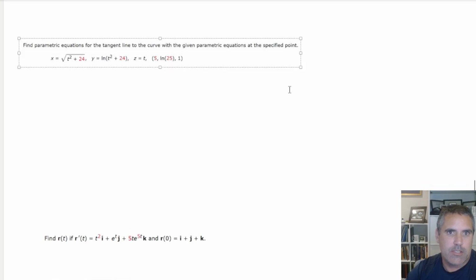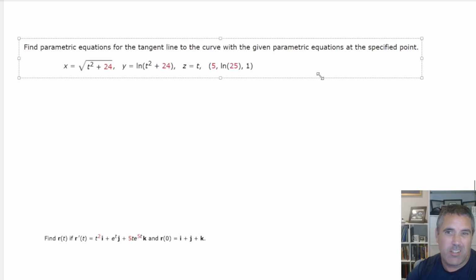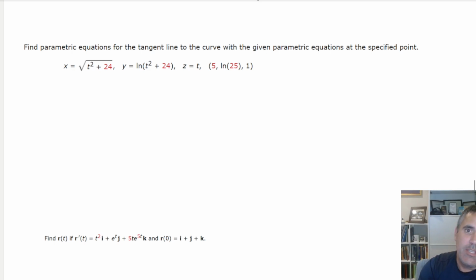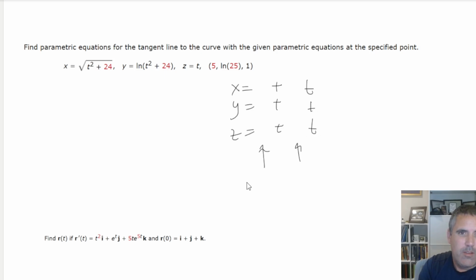Okay, what about this? Find the tangent line. I've asked a lot on every single one of my old exams, and it's something people always miss. So you need to go through and say, would I know how to do this? I need a point. I need a direction. This is going to be the point they already gave me, 5, log of 25, 1. But this needs to be the derivative. This needs to be r prime of whatever the t is.